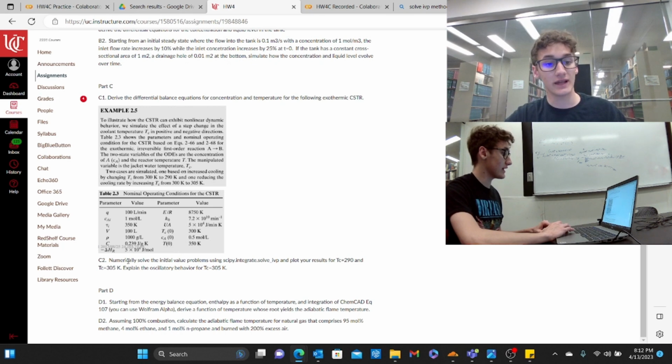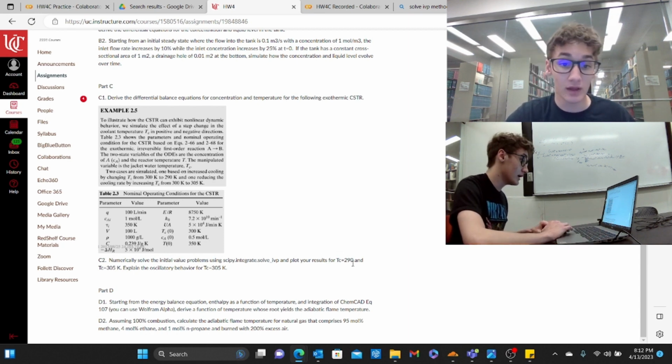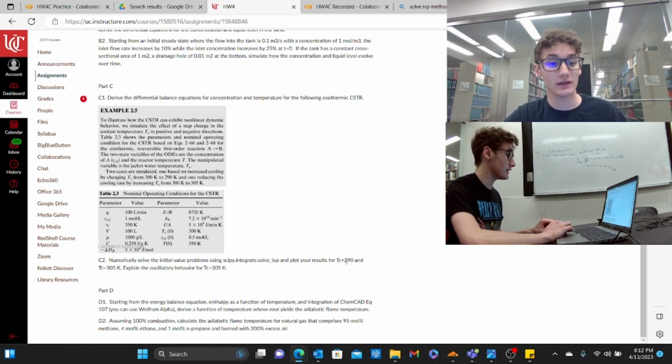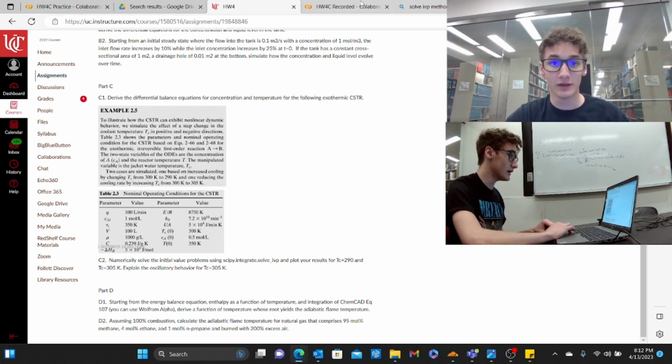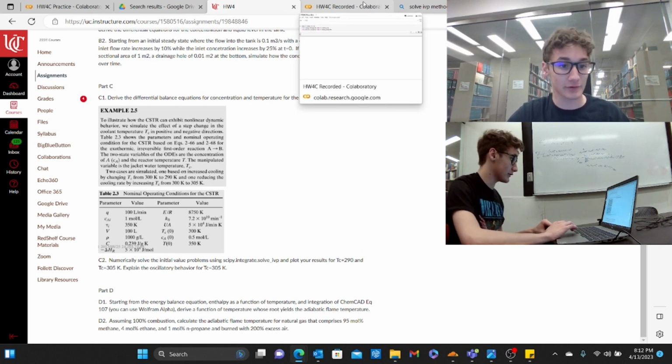And so for C2, it asks us to numerically solve the initial value problem using scipy.integrate. So we're going to be using solve_ivp again, and plot your results for TC 290 and TC 305. And we want to explain what happens at 305, because it is quite interesting. So there's going to be a lot of switching back and forth, so get ready for it.